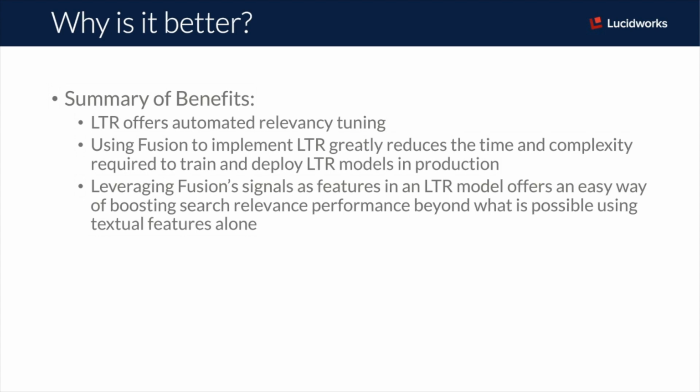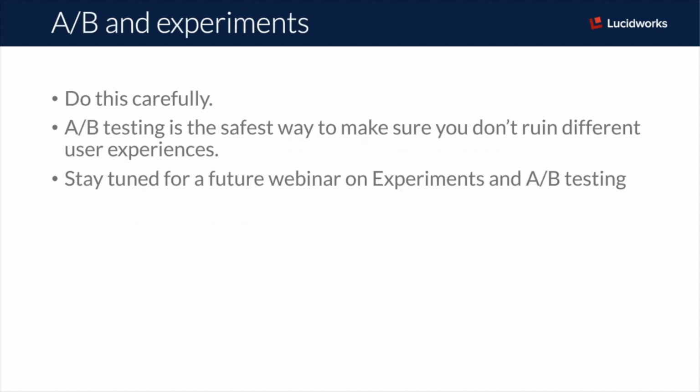With all that said, do all of this carefully. Fusion 4 includes an A/B testing facility that will let you see whether LTR is better for your data set with your use case. A/B experiments work by directing a subset of your traffic to the new LTR pipeline and seeing if more users found what they needed.